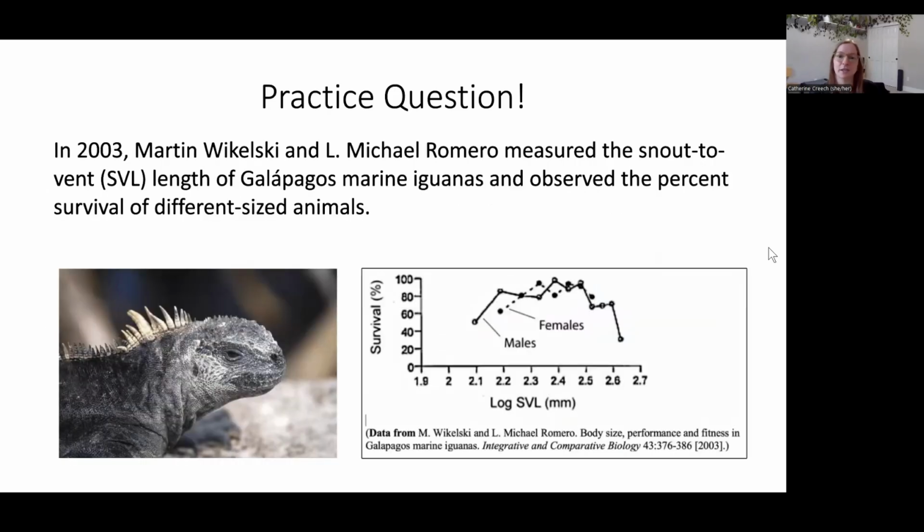In 2003, two scientists measured the snout to vent, which is the nose to butt, length of Galapagos marine iguanas, and then observed the percent survival of the different sized animals. Let's take a moment to look at their graph. We have the log snout to vent length in millimeters. So this is their body size. We're excluding the tail because the tail is variable. And then you have the survivorship. So the higher on the graph, the more surviving.